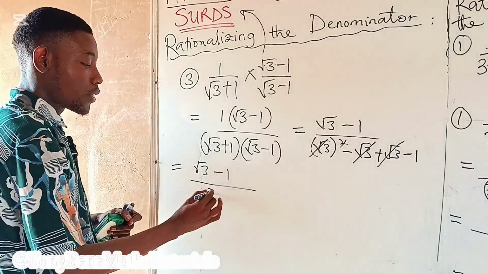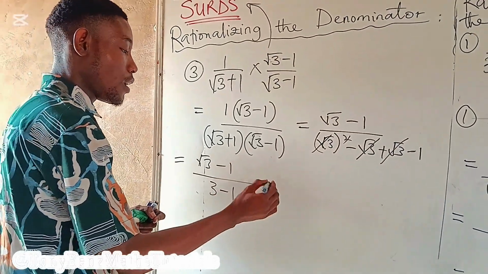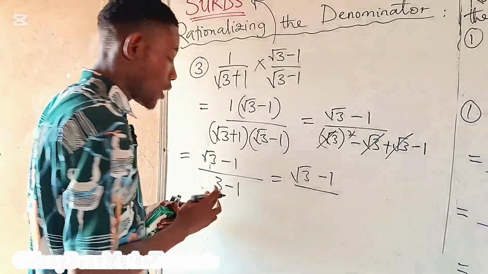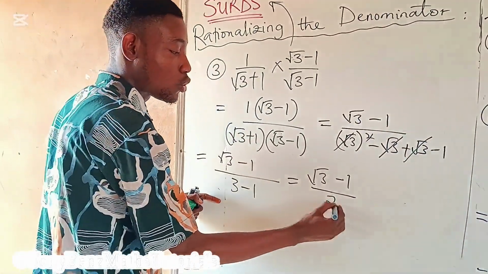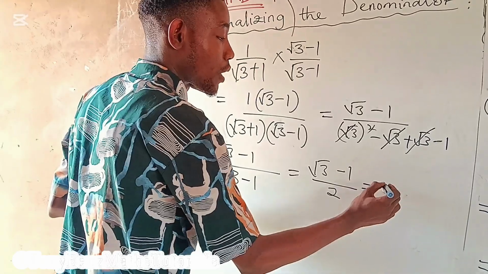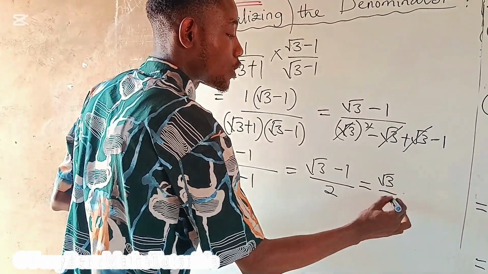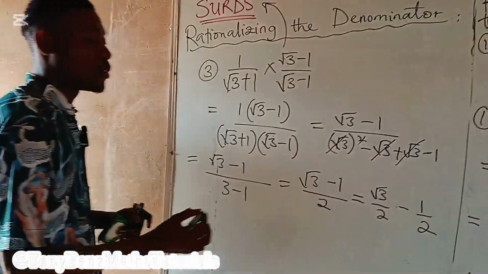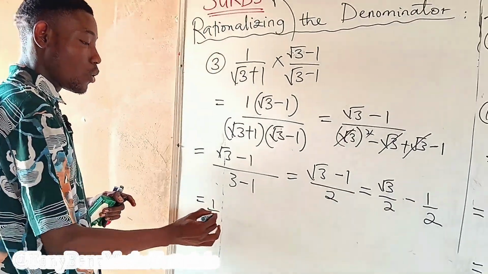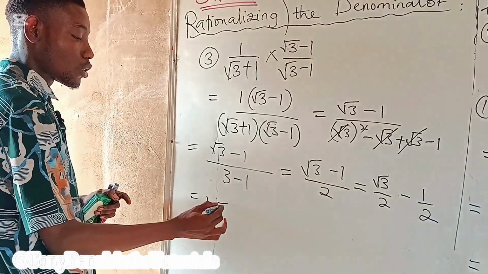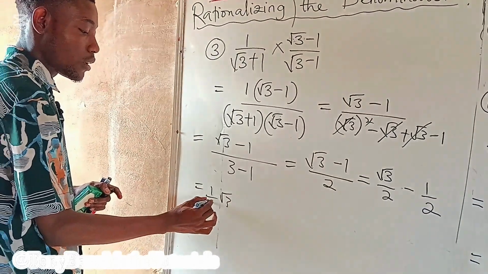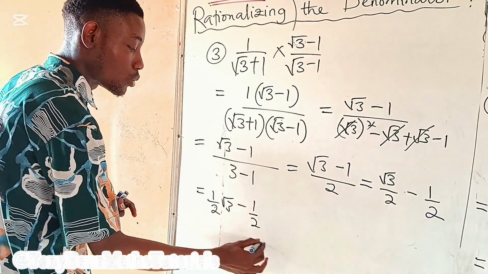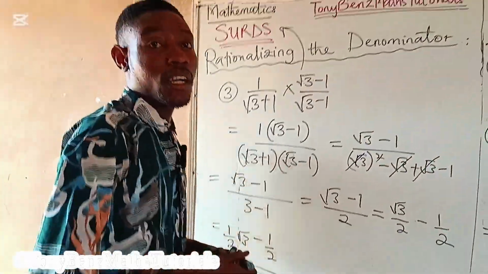This guy takes care of this guy. We have 3 minus 1. And the same thing as root 3 minus 1 all over 3 minus 1, which is 2. If you partition, we have root of 3 over 2 minus 1 over 2. And the same thing as 1 over 2 root of 3, 1 over 2 root of 3 minus 1 over 2 as our final answer.